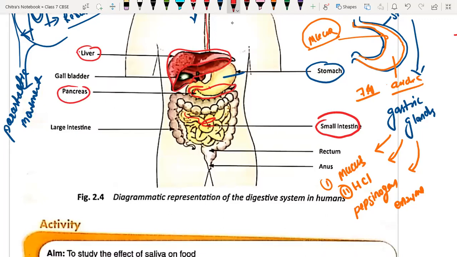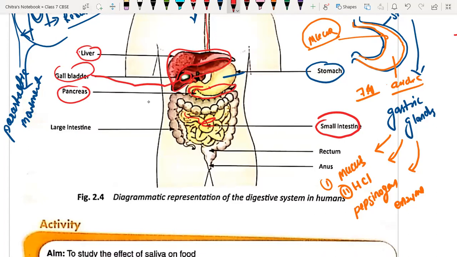So they also secrete their digestive enzymes, which get stored in the gallbladder. So this is the gallbladder. From the gallbladder and liver, that digestive juice is secreted directly into the food when it is passing from the stomach to the small intestine. Okay, next. Now we have to understand the small intestine part.